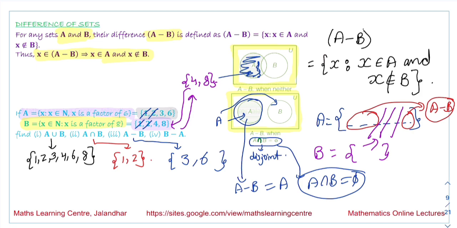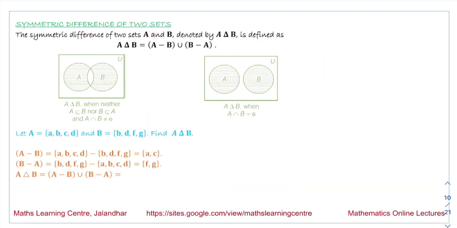Now the next definition we have is the symmetric difference of two sets. So two sets A and B are given to us, and we denote the symmetric difference by A delta B. This is the symbol for symmetric difference, and it is defined as A minus B union B minus A. So what this means is, A minus B means we are talking about all those elements of A which are not elements of B. B minus A means all those elements of B which are not elements of A.